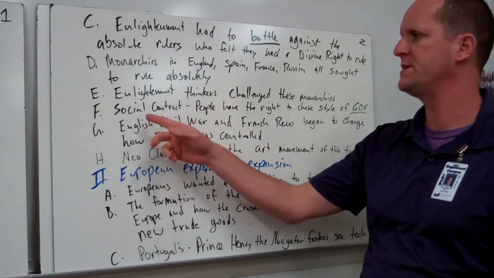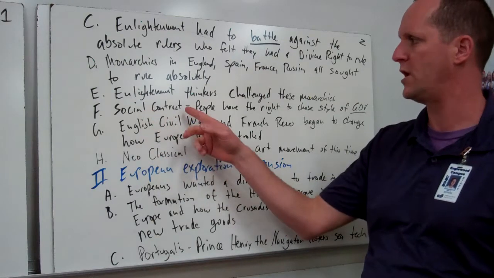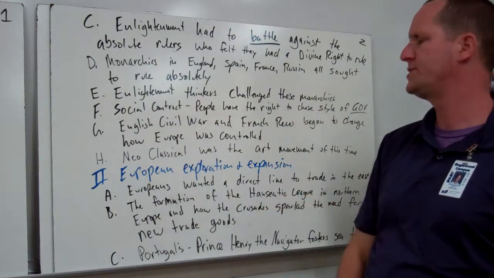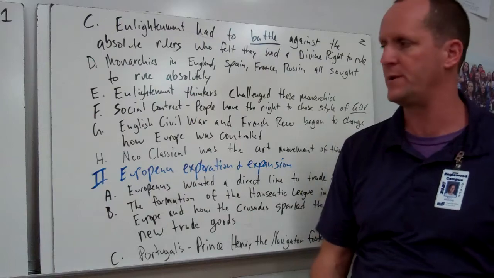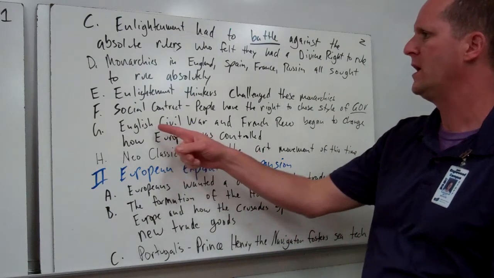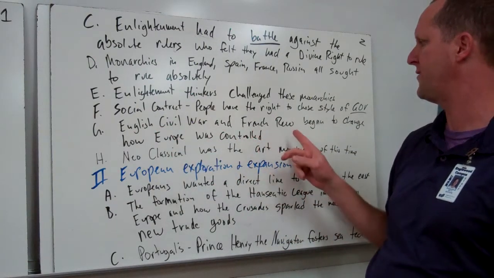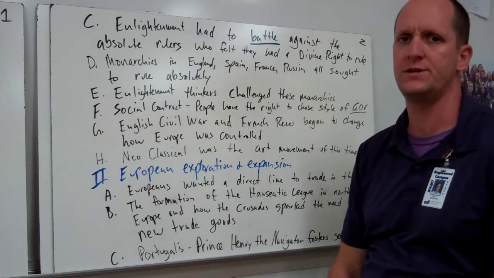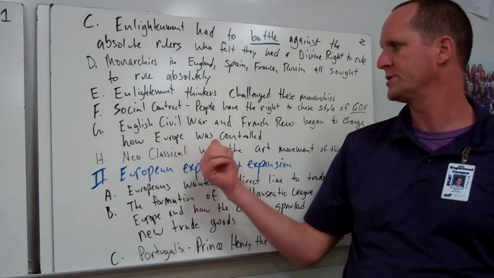They came up with ideas, especially the social contract. People have the right to choose their style of government if the government doesn't work for them. You had the English Civil War and the French Revolution, and that began to change how Europe was controlled.